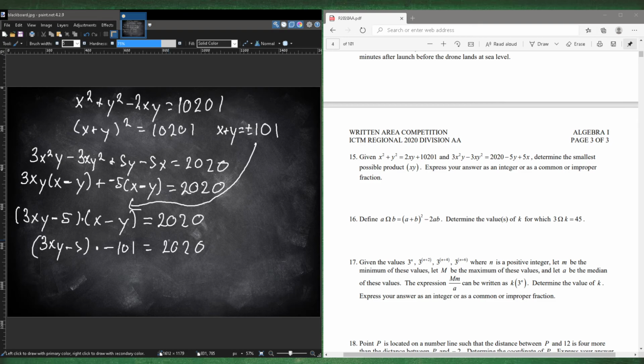And then you could just use your calculator to do the rest. So 2020 divided by negative 101, and then add a 5, and then divide by 3, which you get x times y is equal to negative 5. And that's your answer for number 15.